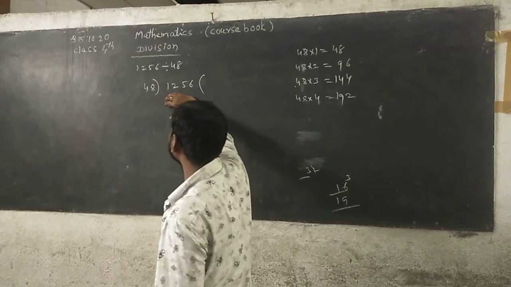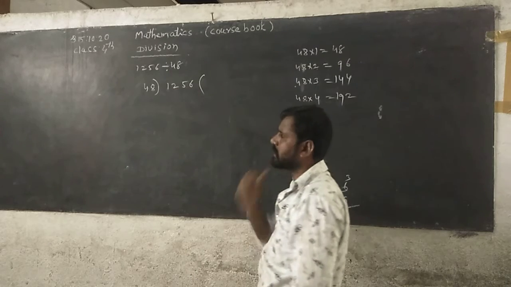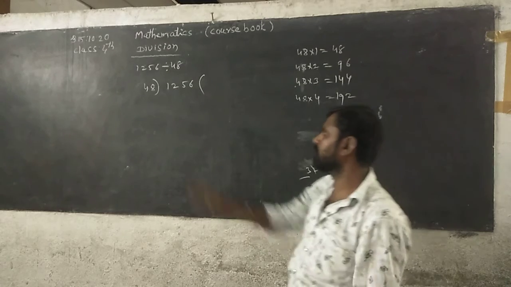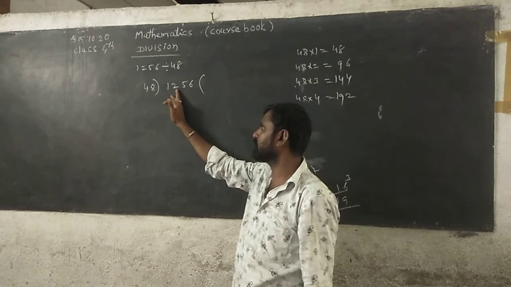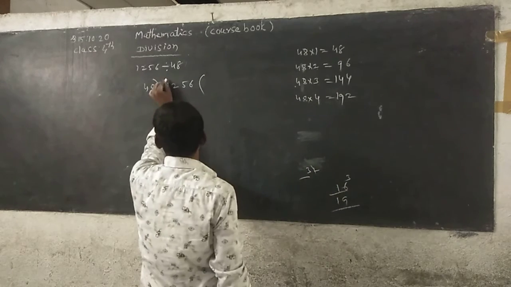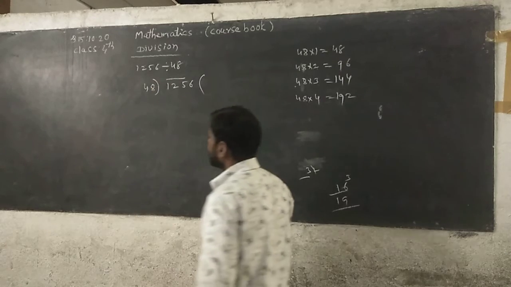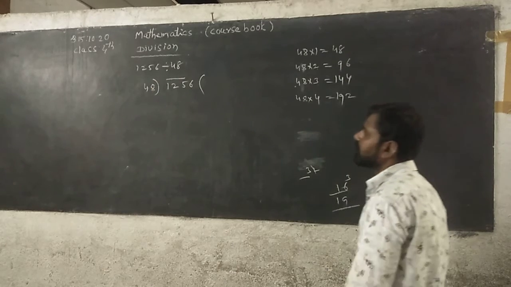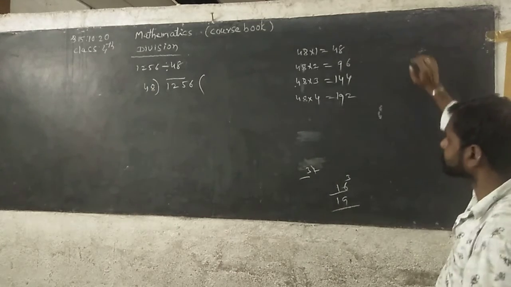See here, in the given number, this is the dividend. So how many digits do you have to take from left to right? If you take 1, not possible. If you take 2 digits from left to right, 12, not possible. So we have to take 3 digits from left to right, 125. 125 is more than 48.